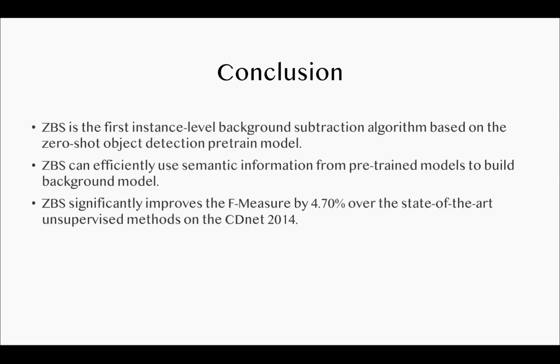In conclusion, we introduce ZBS, the first instance-level background subtraction algorithm that is based on a zero-shot object detection pre-trained model. We have demonstrated that ZBS can efficiently utilize the semantic information from pre-trained models to build a background model. Remarkably, ZBS improves the F-measure by 4.70% over the best performing unsupervised methods on the CDnet 2014 dataset.